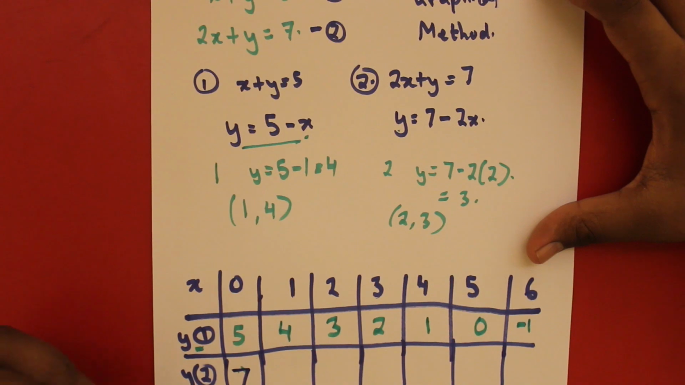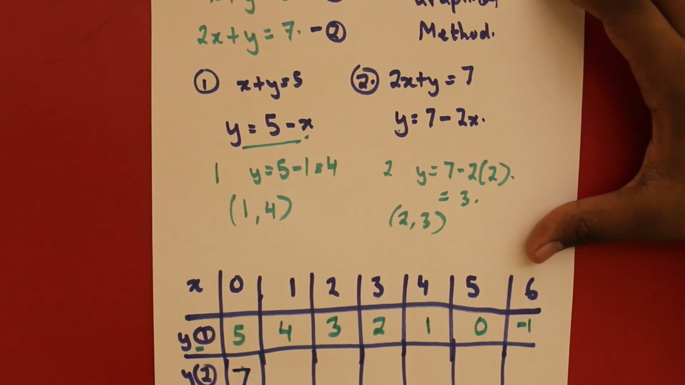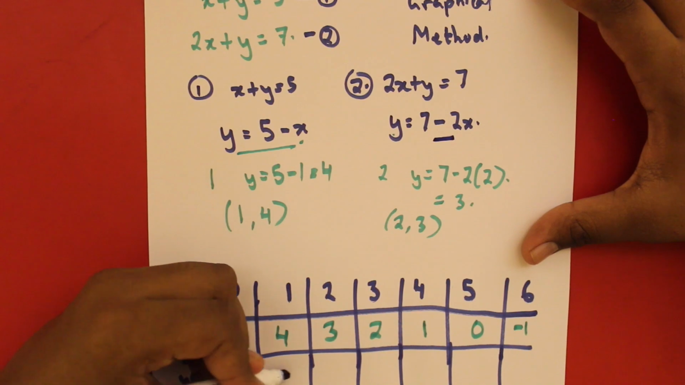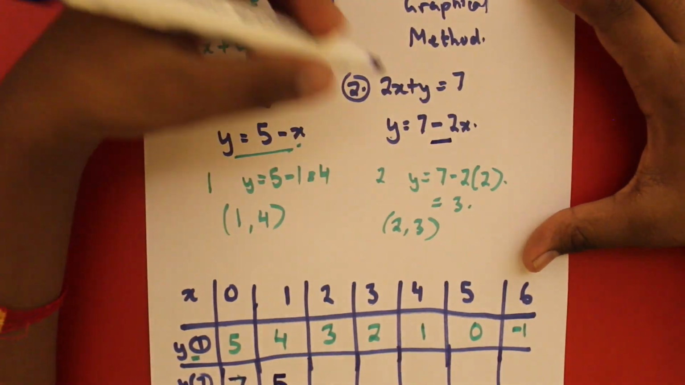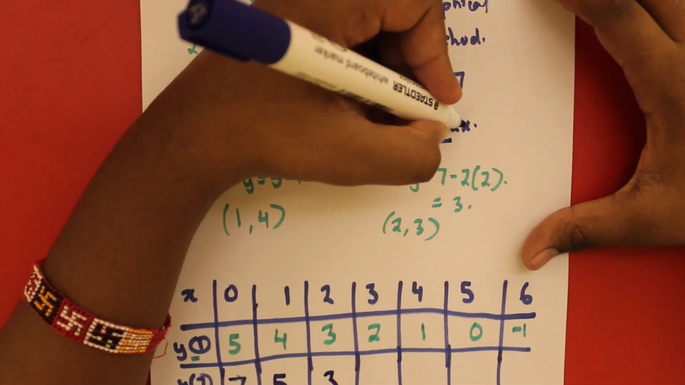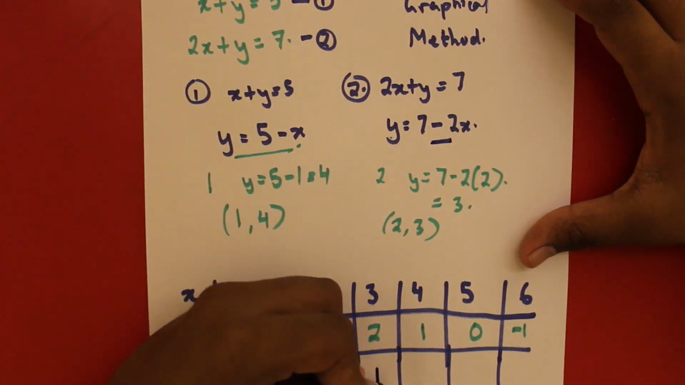Now for the second equation, y2, when x is equal to 0, we got that y is equal to 7. And now when x is equal to 1, it's going to be 7 minus 2, which is equal to 5. When x is equal to 2, it's going to be 7 minus 4, which is equal to 3. When x is equal to 3, it's going to be 7 minus 2 times 3, which is 7 minus 6. So y is equal to 1.